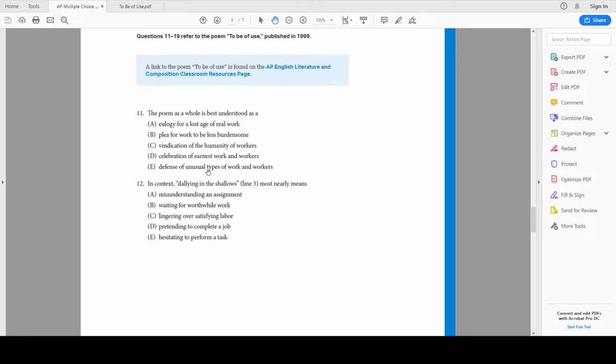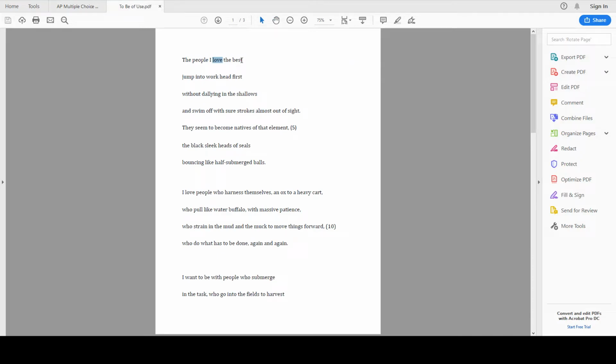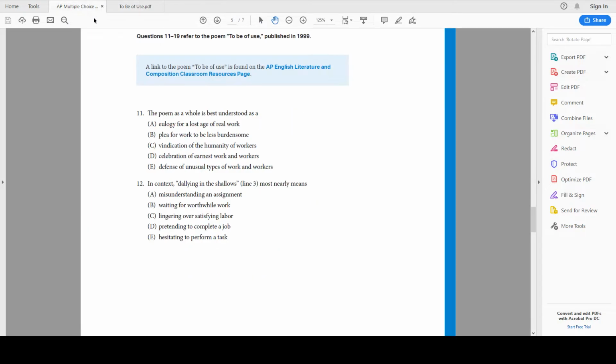In context, ooh, yay, we get to go back to the poem. In context, "dallying in the shallows," line 3, most nearly means, let's go there. "The people I love the best jump into work head first without dallying in the shallows." So this assumes you know what the figurative meaning of head first is. The figurative meaning of head first is doing something immediately. So dallying in the shallows, i.e. the part of a beach which is not very deep, as opposed to the deeper part, would be kind of waiting to do your work. I think we can all understand that, especially being Bellarmine students.